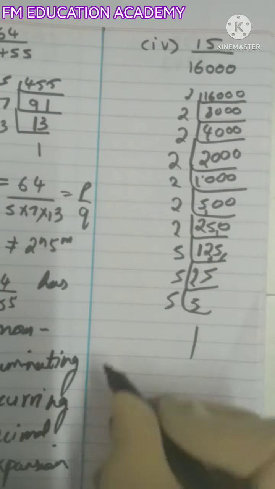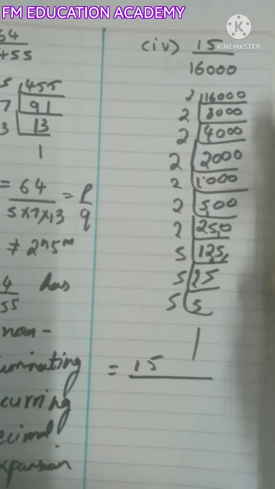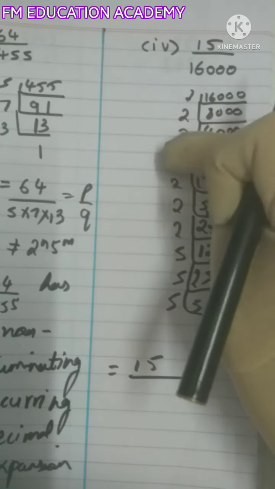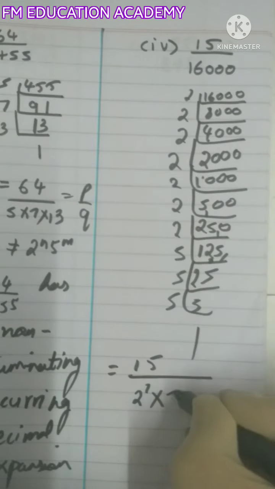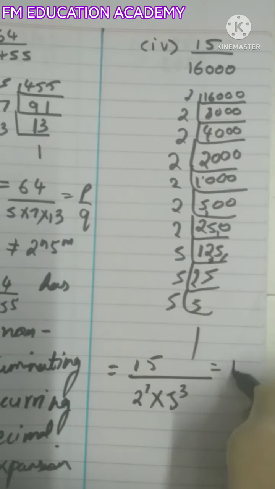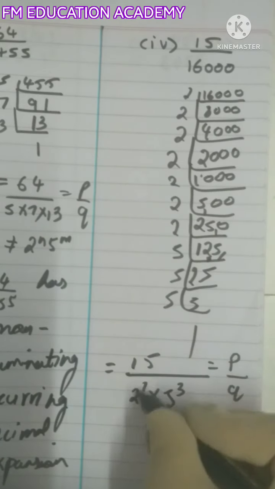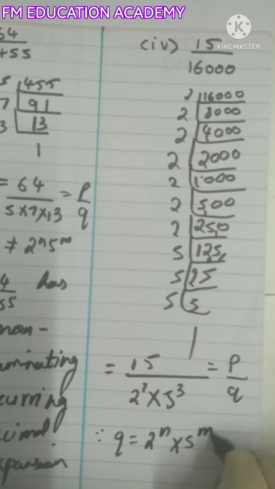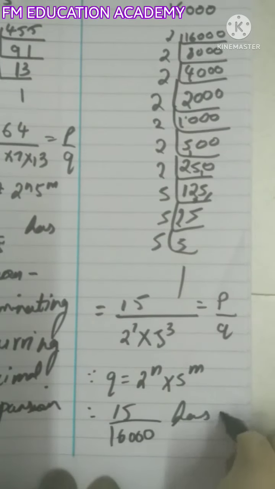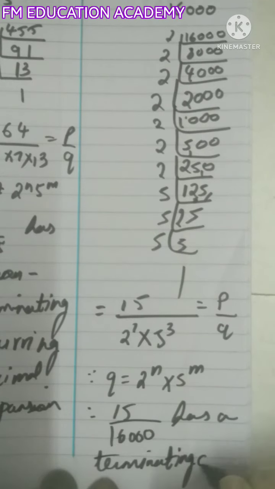Now if you observe, how can you write 16,000? How many 2s are there? 1 2 3 4 5 6 7, 2 power 7, into how many 5s are there? 1 2 3. Since we can equate this to rational form p by q, q is in the form of 2 power n into 5 power m. Since q is equal to 2 power n into 5 power m, therefore 15 by 16,000 has a terminating decimal expansion.